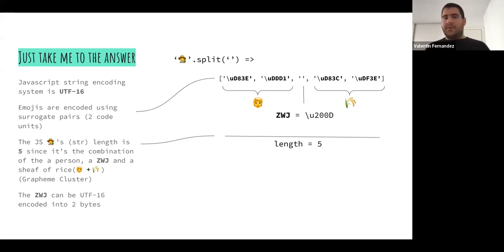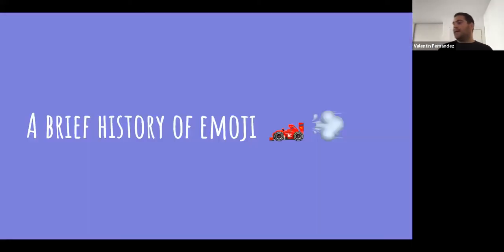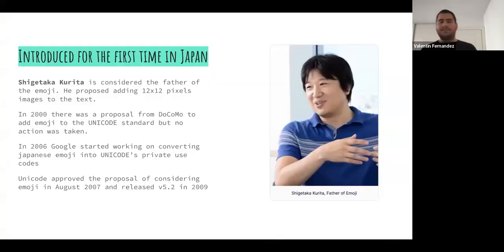We can go to the next. Yeah. So I know what we've already seen is kind of messed up. It's kind of difficult to understand. But we're going to have a question section, so bear with us. And now I want to tell you a brief history of the emojis, how they were created, and who was the one that created them.